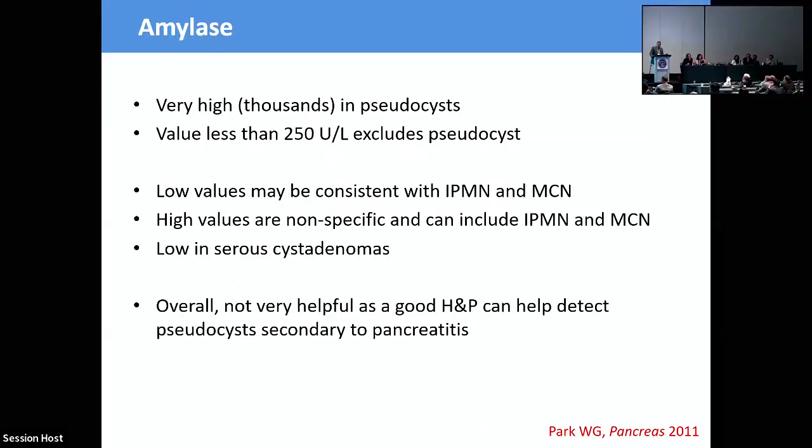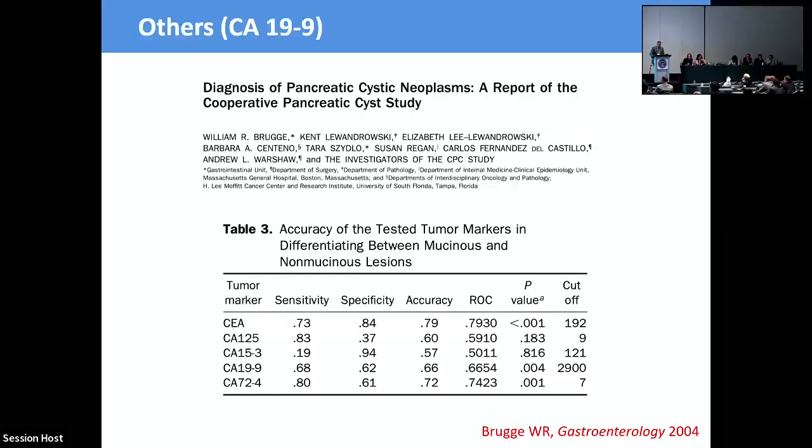Amylase, this is one that we sometimes discuss in our own tumor boards that we would do away with. But basically, it's very useful at picking up pseudocysts, and values less than 250 would rule out a pseudocyst. Then it gets a little bit messy here, as you can see for IPMN and MCN. Low values may be consistent with those, but high values are non-specific and can be included as well. And amylase is typically low in serous cystadenoma. But again, in detecting pseudocysts, probably the best thing is still a good history and physical in terms of trying to figure out a history of pancreatitis.